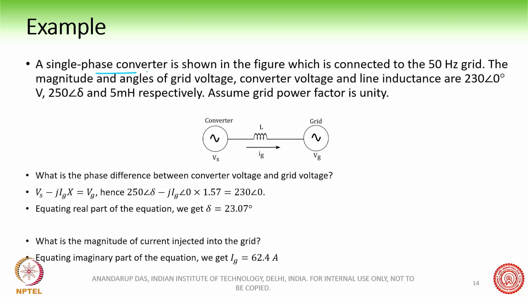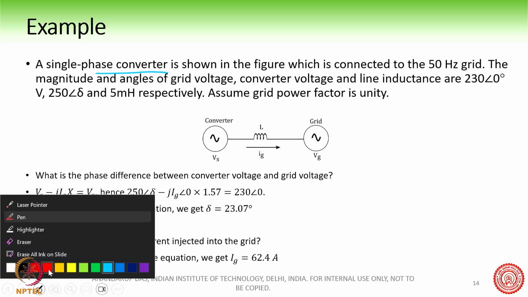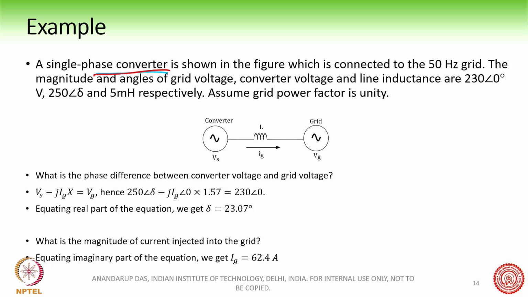There is a single phase converter shown in the figure, which is connected to the 50 Hertz grid. The magnitude and angles of the grid voltage, converter voltage and line inductance are given like this. Vs is 230 angle 0, Vg is 250 angle delta, and L is equal to 5 millihenry. Now assuming the grid power factor is unity.